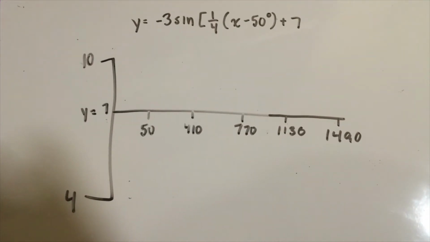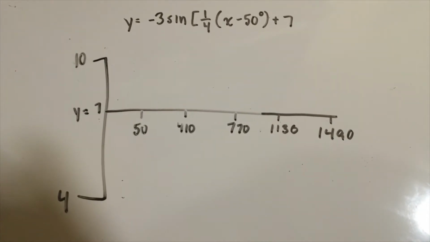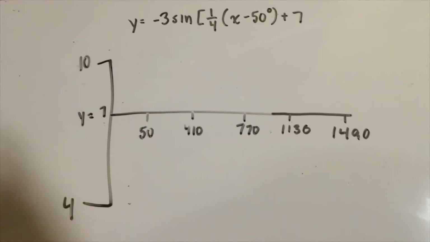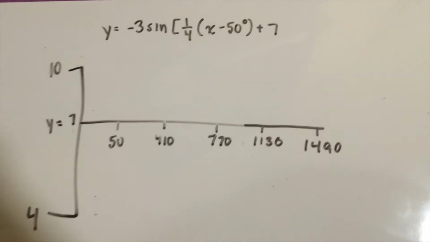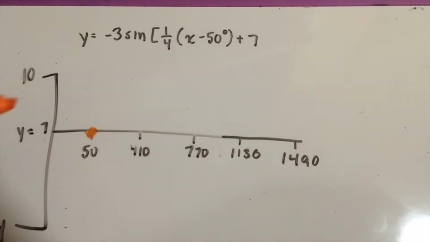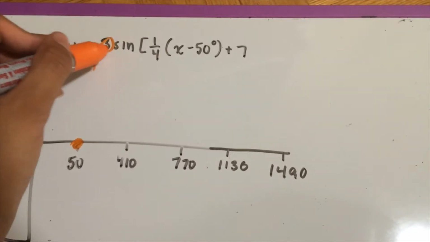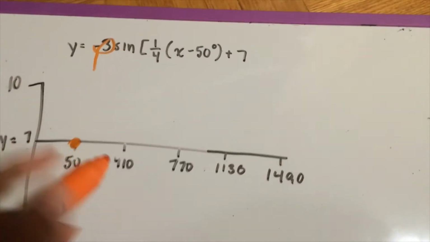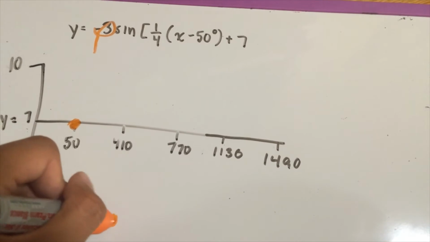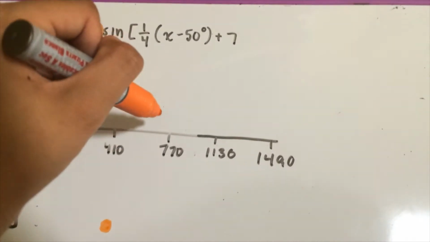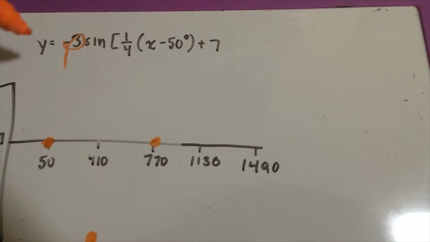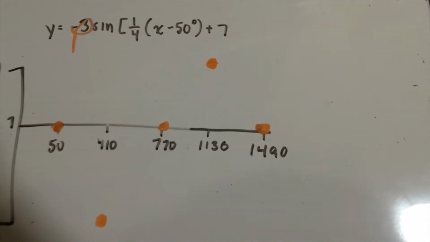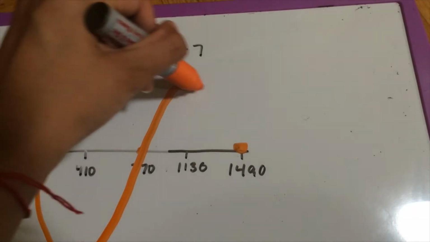Okay, now that we have completed all the steps in order to graph, we are now able to actually graph our equation. So since it's a sine function, we start off in the middle. So let's start at our first point, which is 50. And due to the reflection of a, instead of going up, our graph will go down. So 410 will be at 4, and then it will make its way back up, and then up again to 10, and back down to 1490. So our graph will look like that.